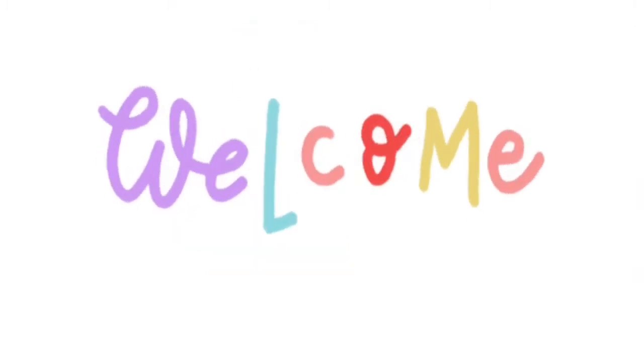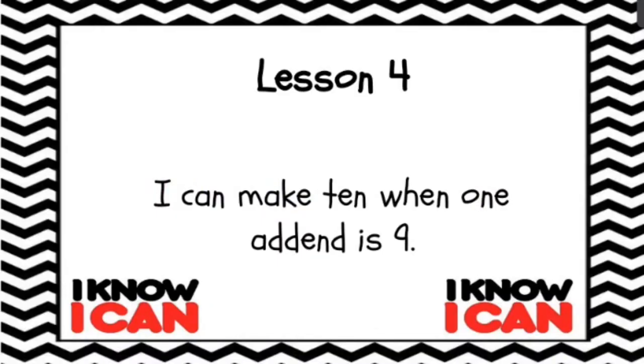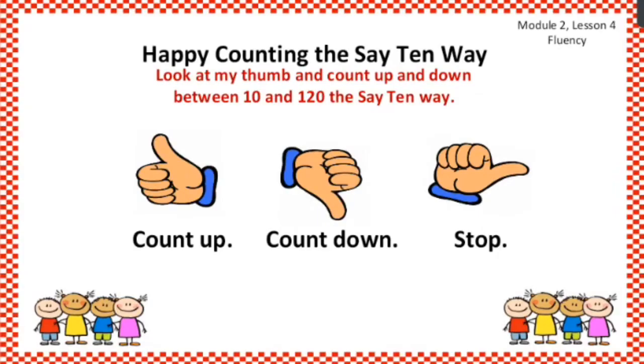Today we are looking at lesson 4, and it says, I can make 10 when one addend is 9. Alright, now, happy counting the say 10 way. Look at my thumb and count up and down between 10 and 120. The say 10 way. Are you ready?